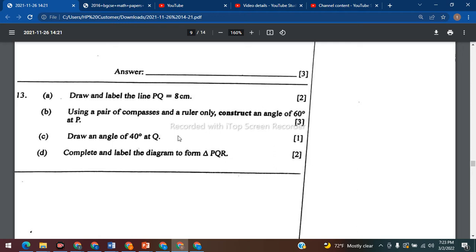So let's do it. It says, draw and label the line PQ, 8 centimeters. Then use a pair of compasses and a ruler only to construct an angle of 60 degrees at P, 3 points. Draw an angle of 40 degrees at Q, and then complete and label the diagram to form the triangle PQR. So this is also graphing of some sort.